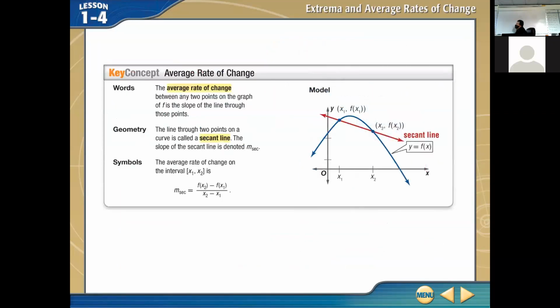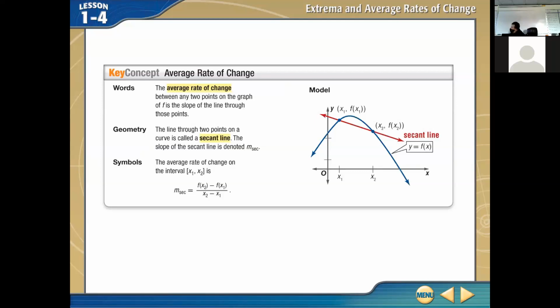Let's get to our next thing. Average rate of change between any 2 points on the graph of f is the slope of the line through these points. So you can see this red line here. This is what's known as a secant line. It's a line that intersects a curve through 2 points, or a line that intersects a curve at 2 points.